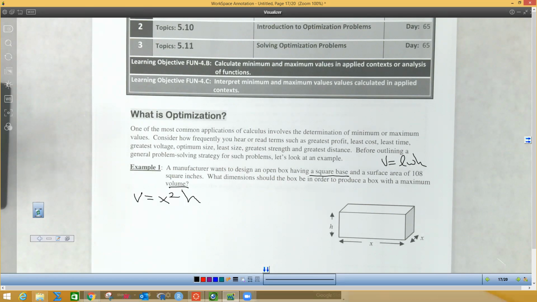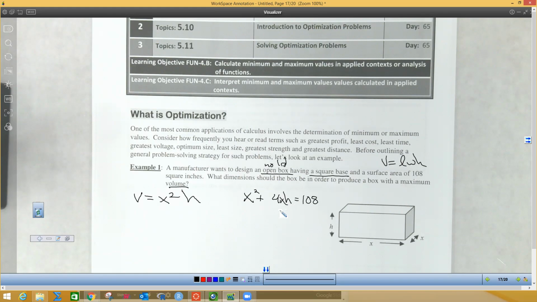Now this does not say if the box has a lid or not. Oh, it says an open box. So we have an open box, which means no lid, because the top is open. So the surface area is going to be one base, which is the bottom, plus the perimeter of the base, which is 4x going around, times the height. That's the surface area.